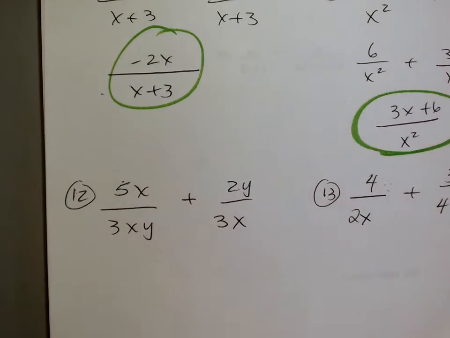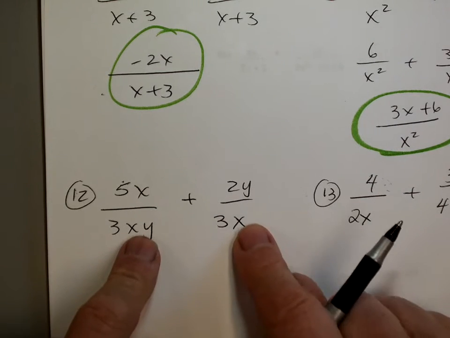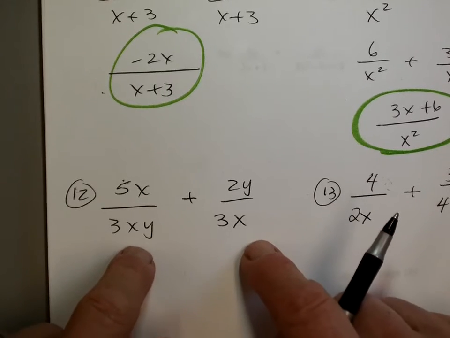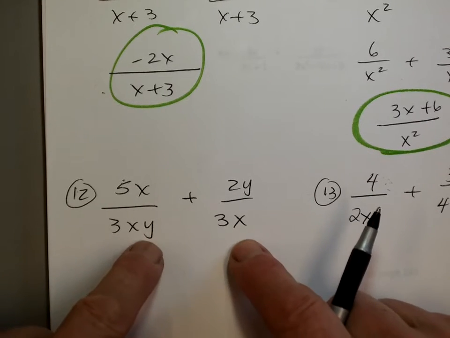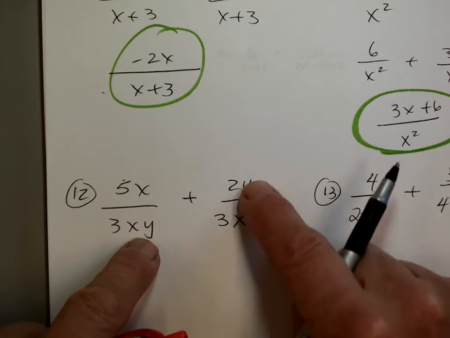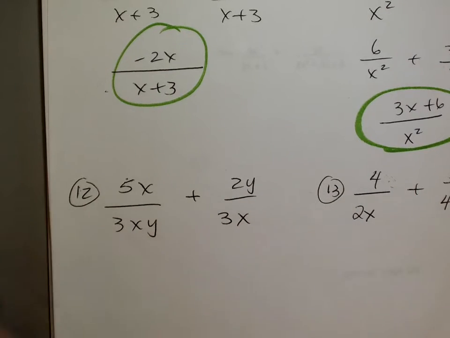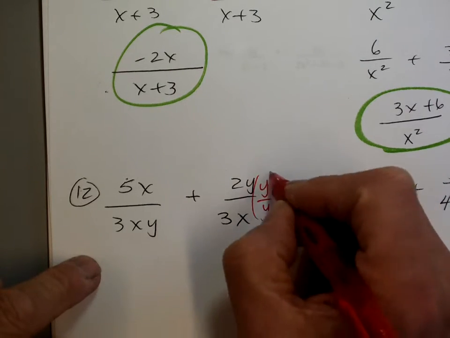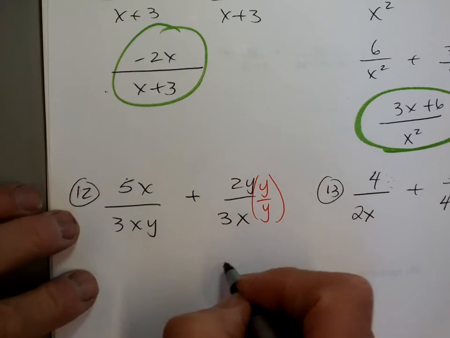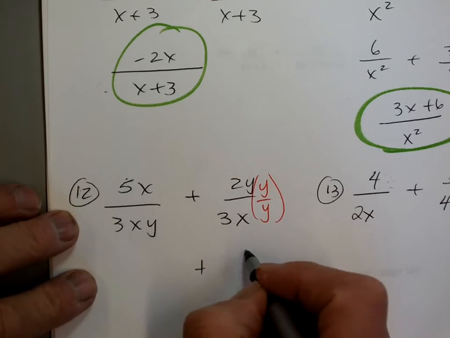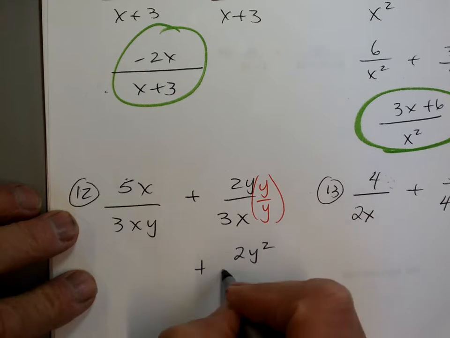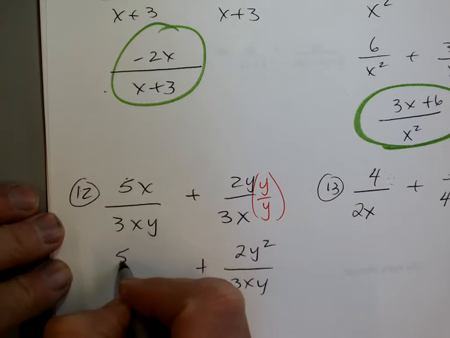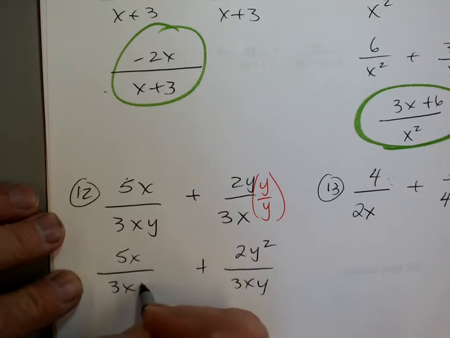Very, very similar. If I look at them, they do not have a common denominator. So what does this have that this one doesn't? What does this fraction have on the bottom that this one doesn't? It has a y. This fraction needs a y over y, so they'll be common. So multiply by a y over y. And when I multiply, the numerator here is a 2y squared. My denominator here is a 3xy. Okay, so now when I look at both fractions, I have a common denominator.